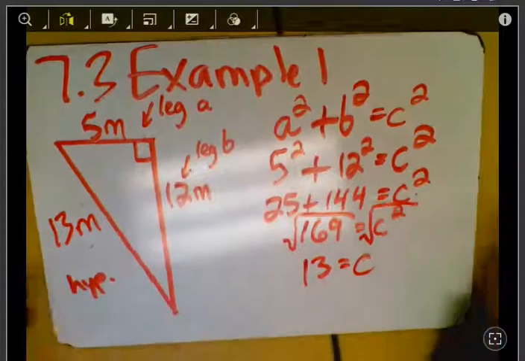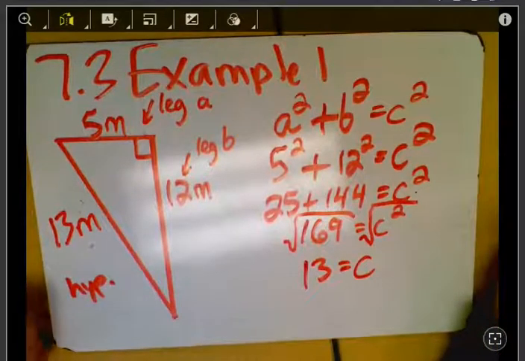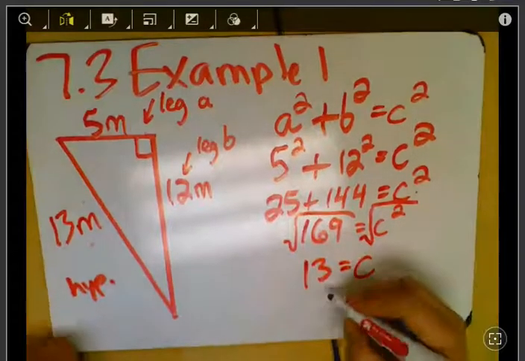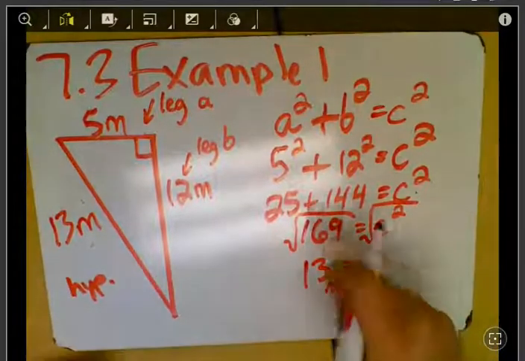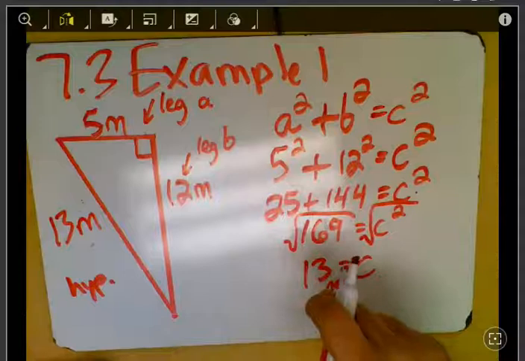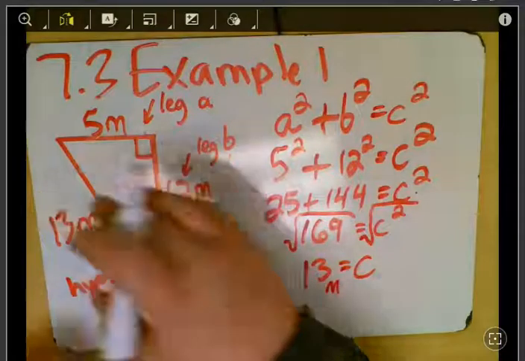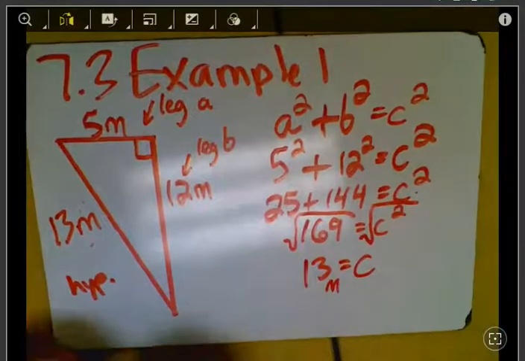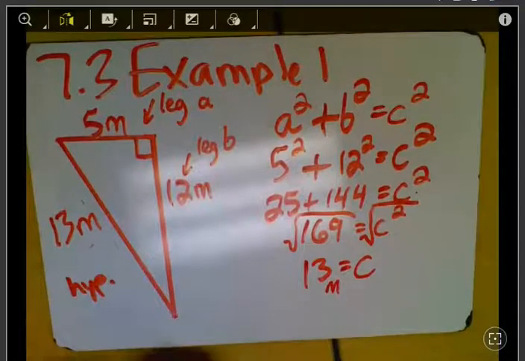And remember what we talked about, taking the square root of something? There are two answers, but in terms of length, we would just take the positive answer. So it makes sense that we just have this one answer, positive 13 meters, because lengths can't be negative on a triangle. So if you feel comfortable with this one, move on to the on your owns.